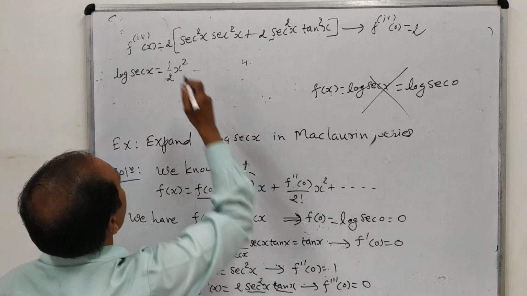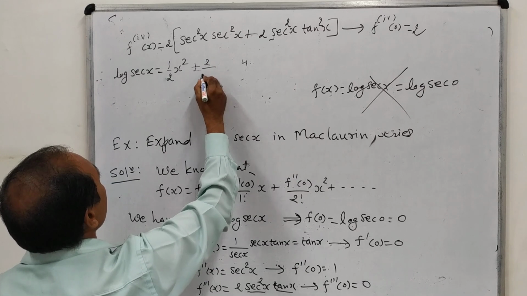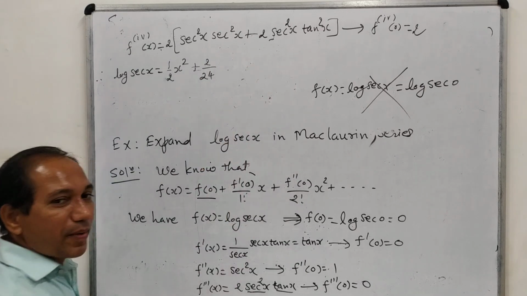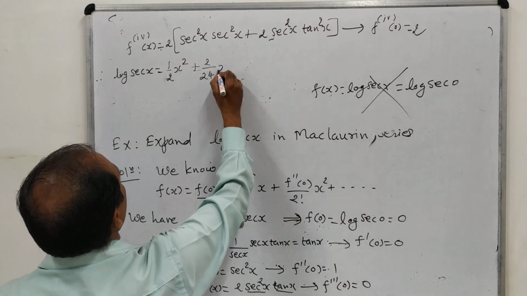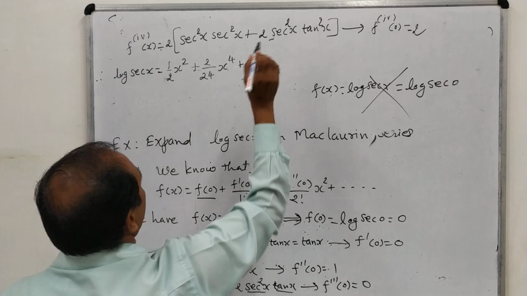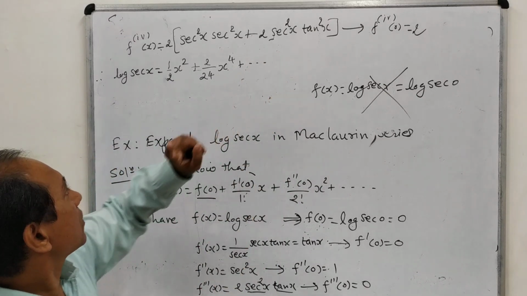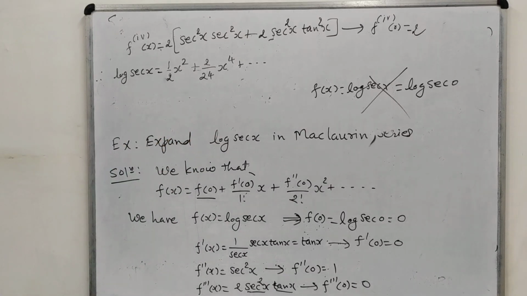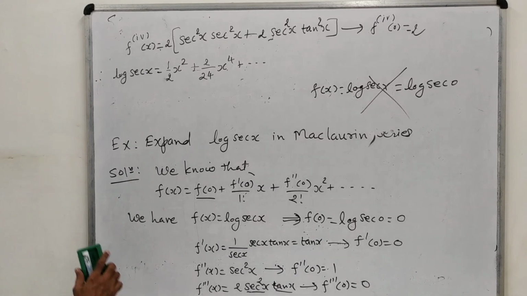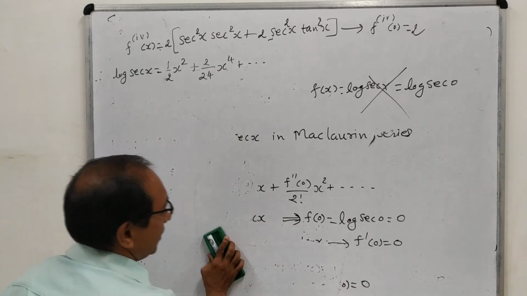Then what will come? f raised to 4 at 0, which is 2. So 2 upon 4 factorial. 4 factorial means 1 into 2 into 3 into 4, that is 24. So into x raised to 4 plus dot dot dot. You never forget to use this, that is plus dot dot dot. So this is the final answer for log of sec x. This is the Maclaurin series. Okay, so you can solve the examples very easily.